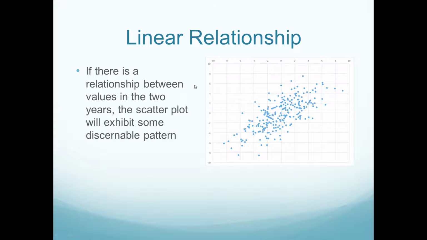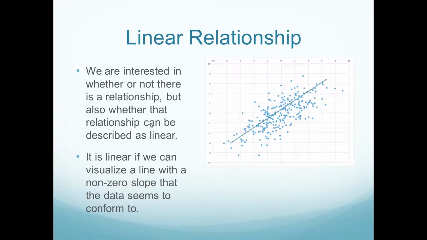Alternatively, if there is a linear relationship, then you might expect to see something positive like this, where when one value is low, the other value is low, and when one value is high, the other tends to be high. You might see a negative one, where when one value is high, the other tends to be low, vice versa. And so this sort of obvious clustering, if you will, that you could draw a line through that would have some slope to it, that's what we mean by a linear relationship.